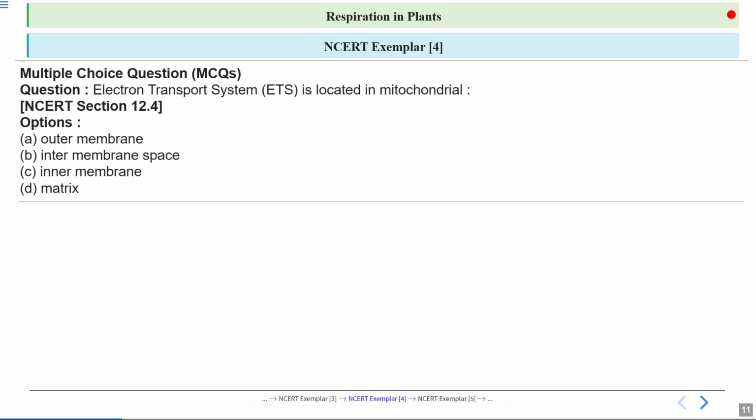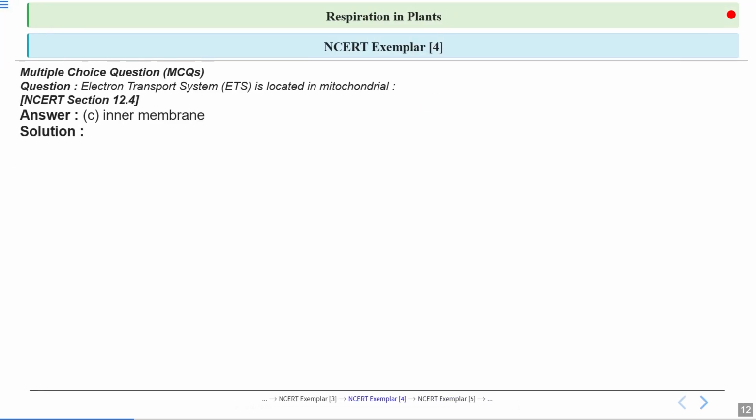Now let us look at the next question. The electron transport system, that is ETS, is located in mitochondrial. Options are A. Outer membrane, B. Intermembrane space, C. Inner membrane, or D. Matrix. So let us look at the answer. The answer is C. Inner membrane.